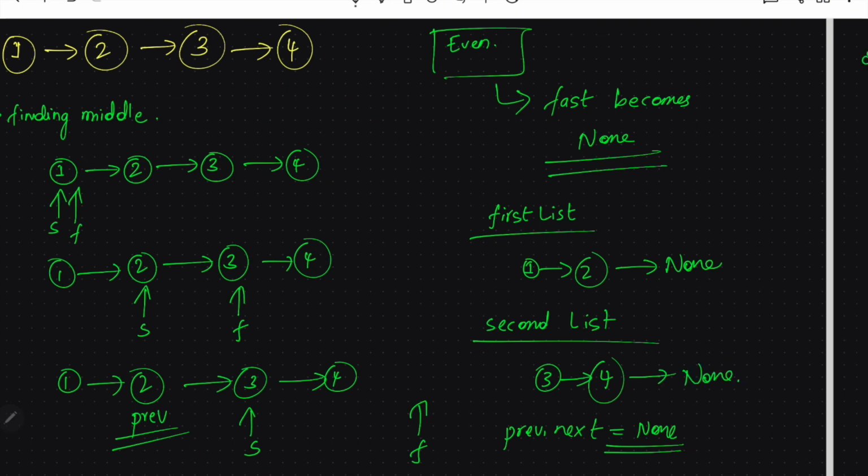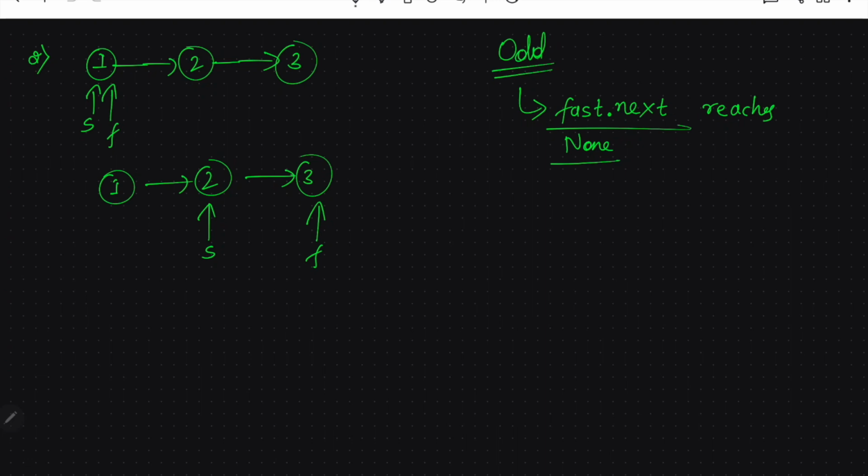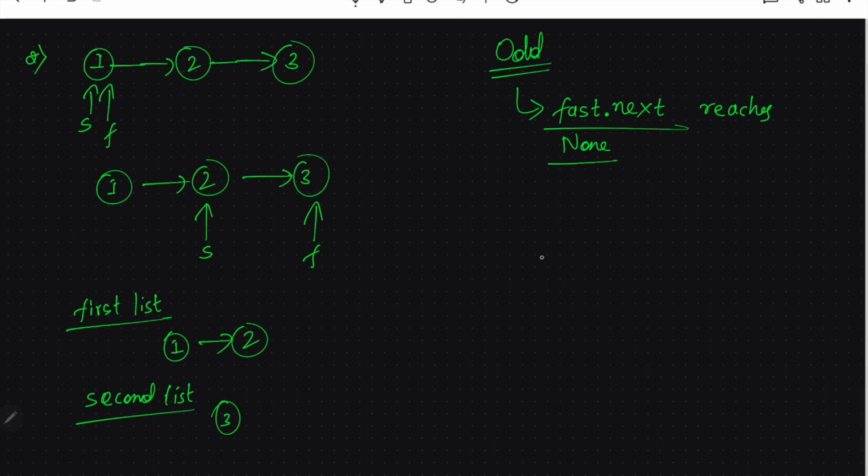And similarly we have to take care of this case in case of odd number of nodes as well. So here how are we going to split? Our first list will become 1 and 2, and our second list will become 3. So after 2 we have to, this is our second list, and after 2 it should point to a none pointer.